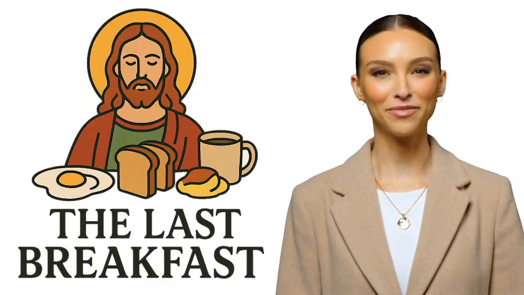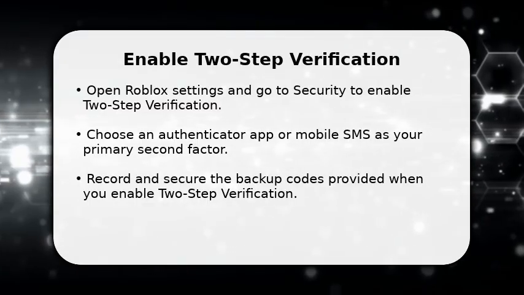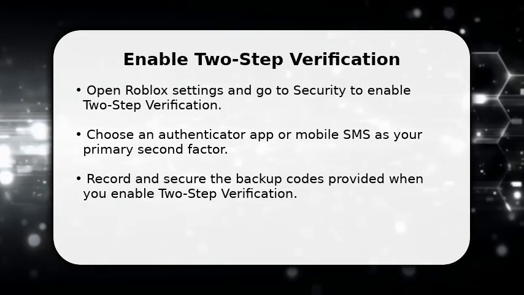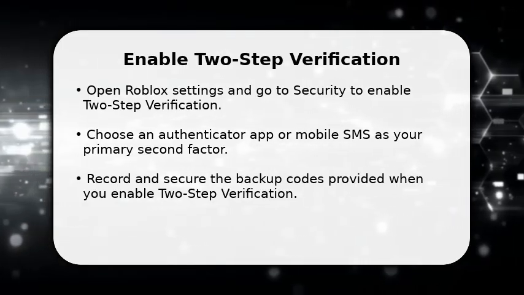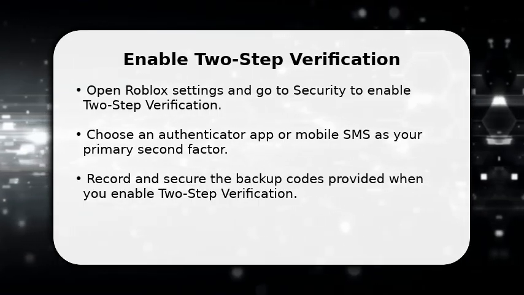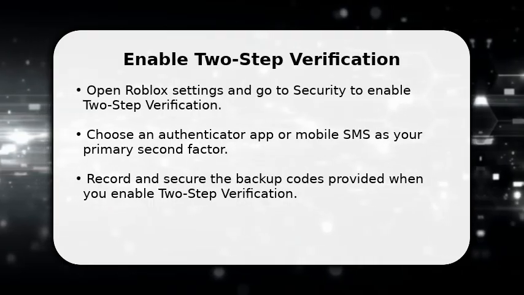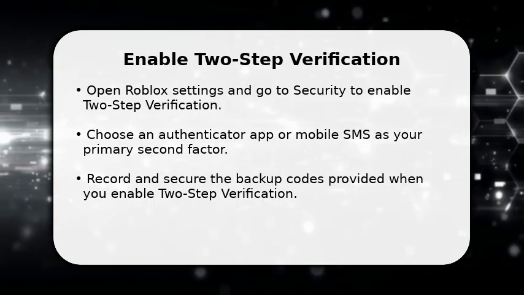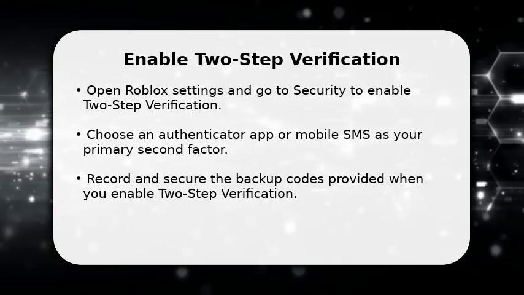Please enjoy the video. Open Roblox settings and go to Security to enable two-step verification. Tap the option to set up an authenticator app or mobile SMS as your second factor. Follow the on-screen prompts to scan a QR code or add a phone number for verification.